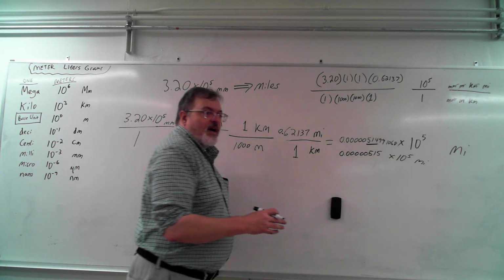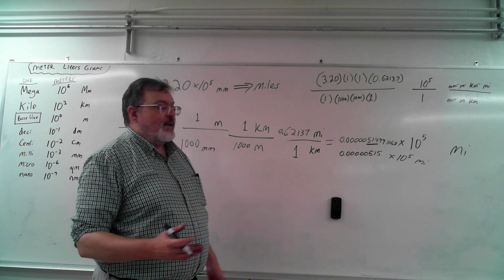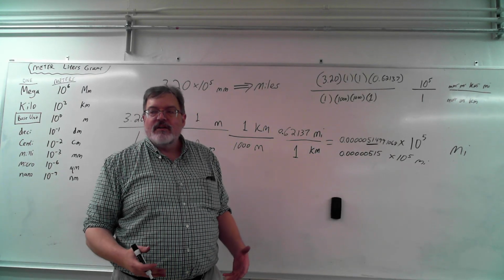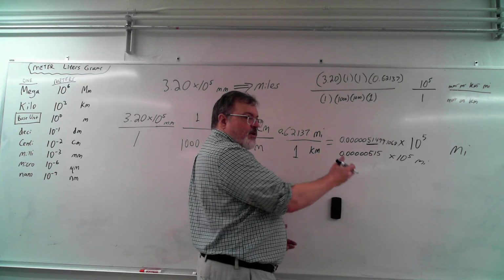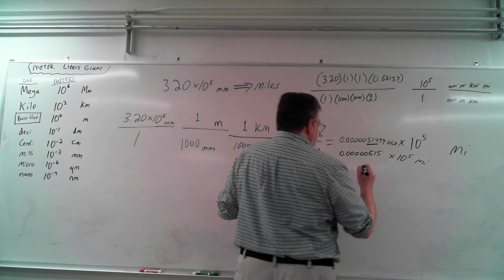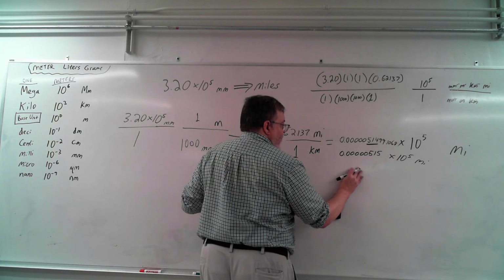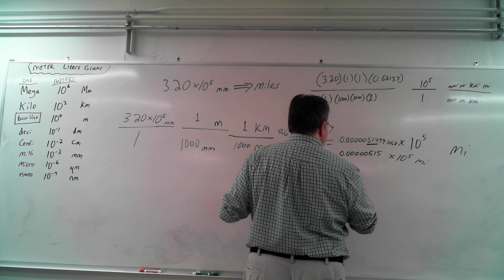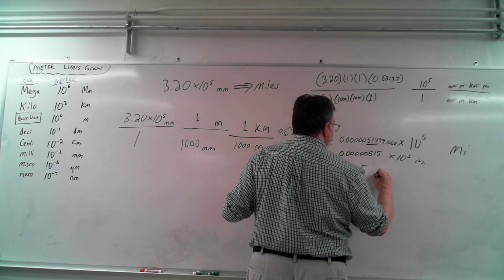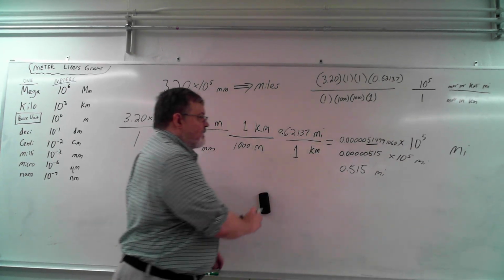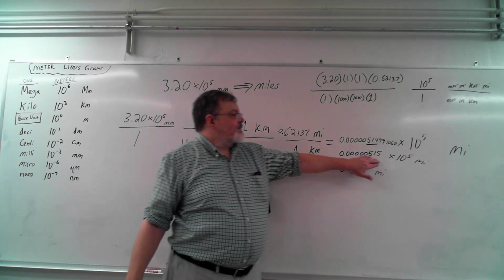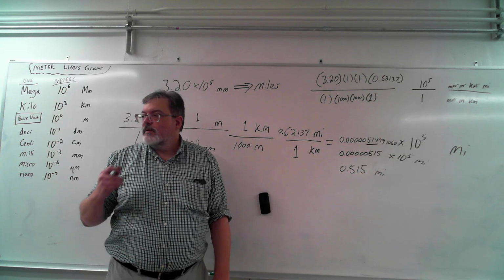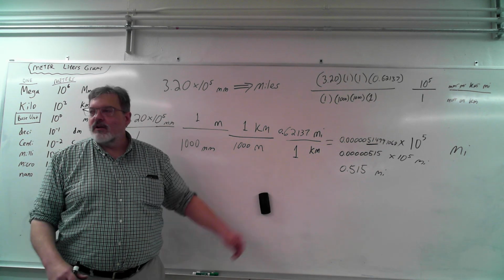That is numerically correct. It's not in standard scientific notation, and we've got a ridiculous amount of zeros here that kind of lend themselves to using powers of 10. But that is 100% correct. But I'm going to do that 10 to the 5, 1, 2, 3, 4, 5. So if I apply that 10 to the 5, I get 0.515 miles. So there's kind of no reason to have a power of 10 here if we get rid of all those zeros. So that's 100% correct as well.